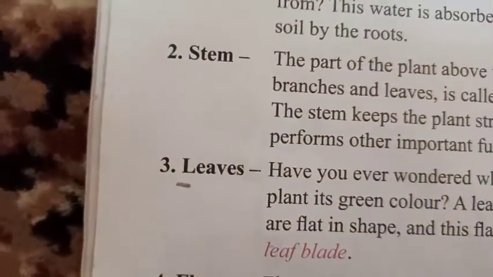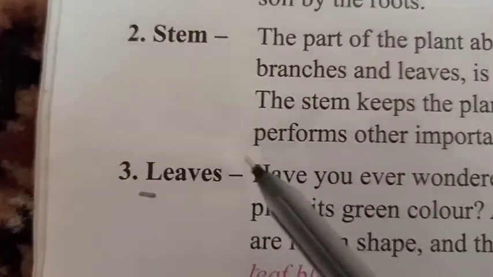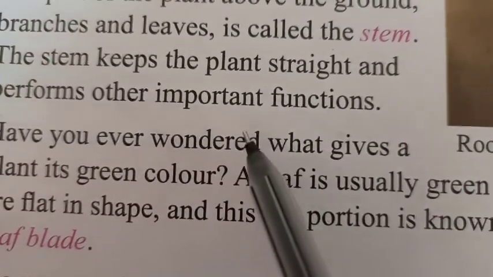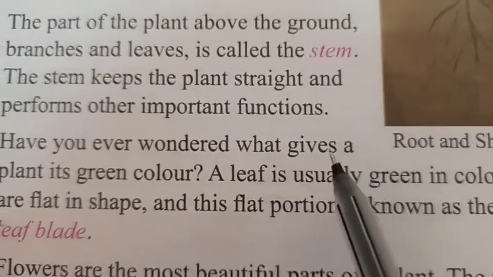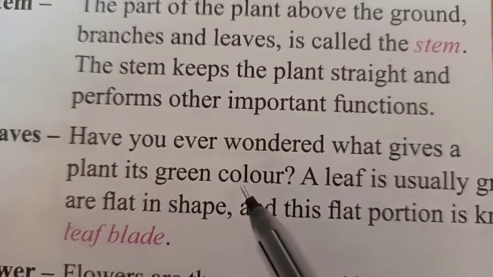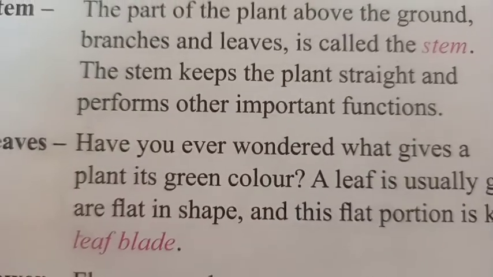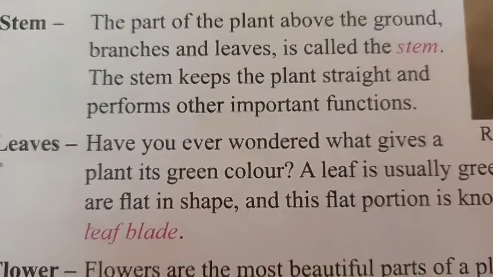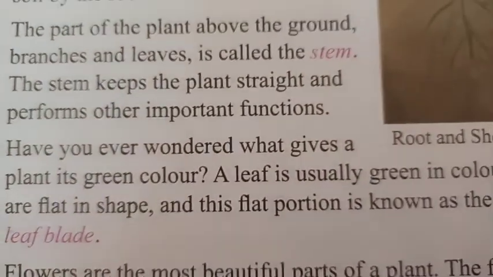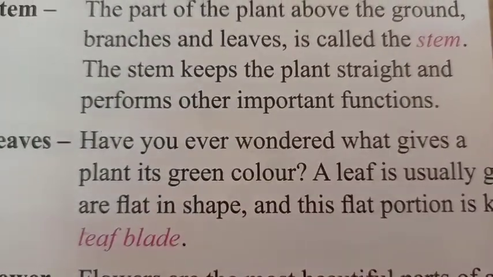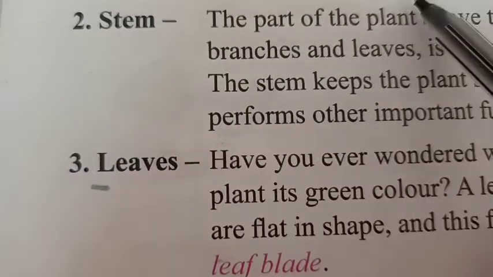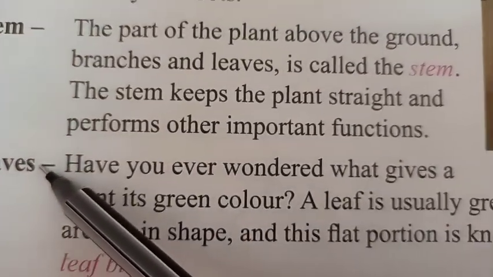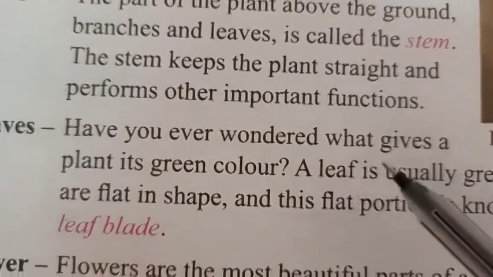Okay, so children, the third part is leaves. Have you ever wondered what gives a plant its green color? Children, have you ever thought about why plants are green? You know that plants are green because of green structures called leaves, and because of these leaves plants are green in color.